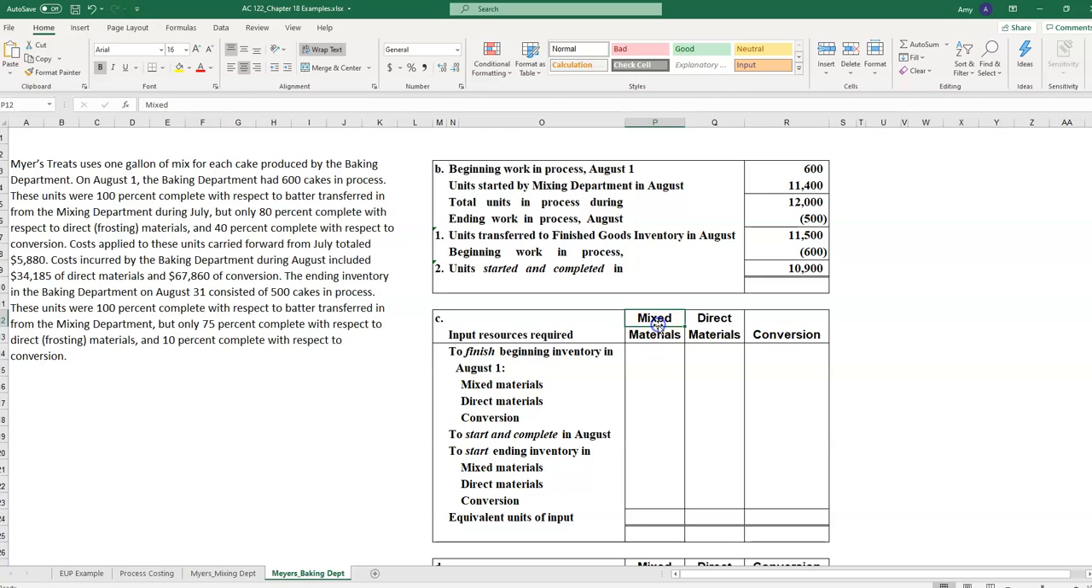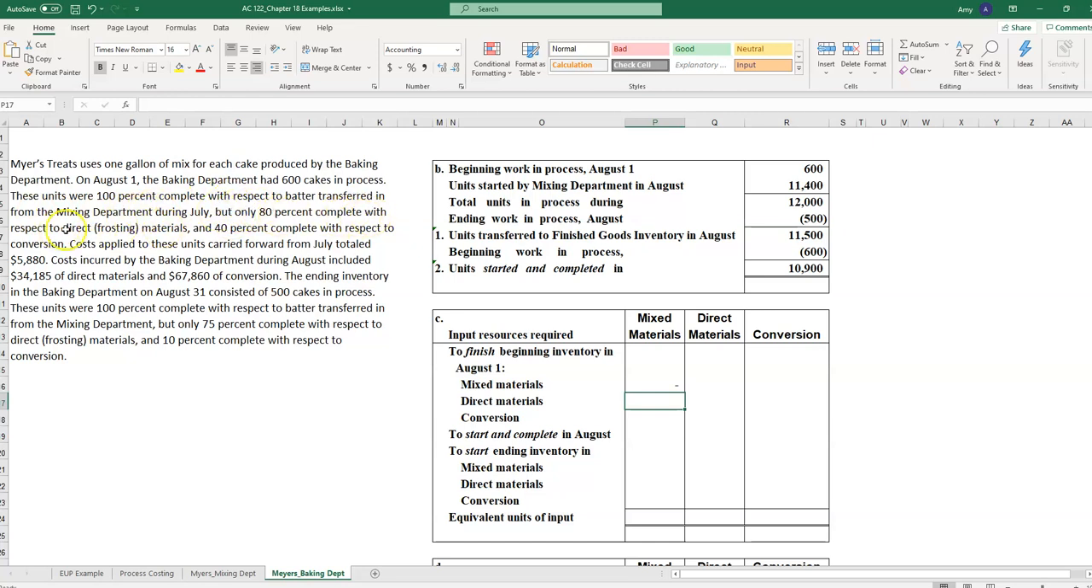Now you'll notice here that we have a third column. These are the transferred in units from the mixing department. So when we're the second department, we also have this transferred in column. The transferred in units are already 100% complete for the mixed materials, so we're going to put 0 on that. We don't need to do anything to the beginning. They were 100% complete from the mixing department.